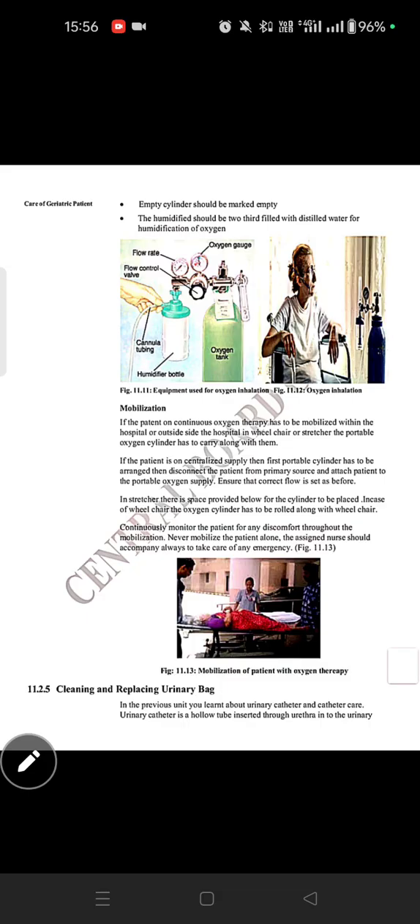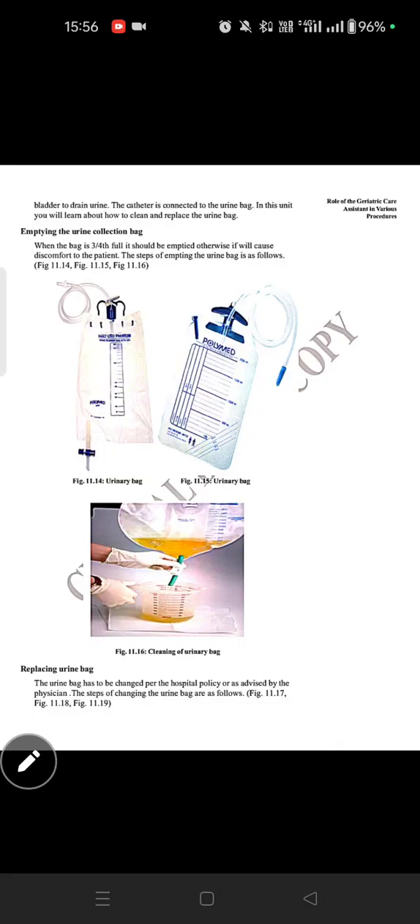Then cleaning and replacing of the urine bag. For the urinary catheter and catheter care, you should always use the sterilization method. The bladder should always be kept drained. The urine bag should be replaced as per protocol, changed every 7 days once. Once three-quarters filled, you should empty the urine bag and keep it below the abdomen.